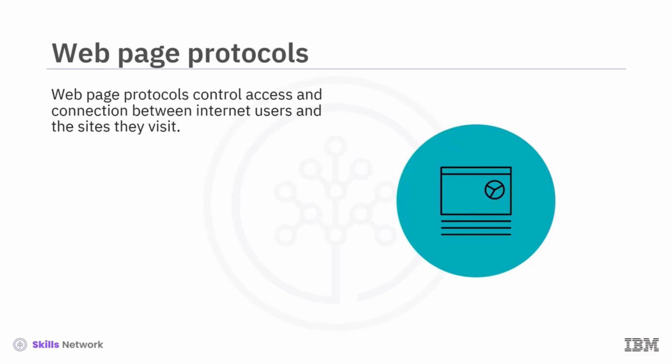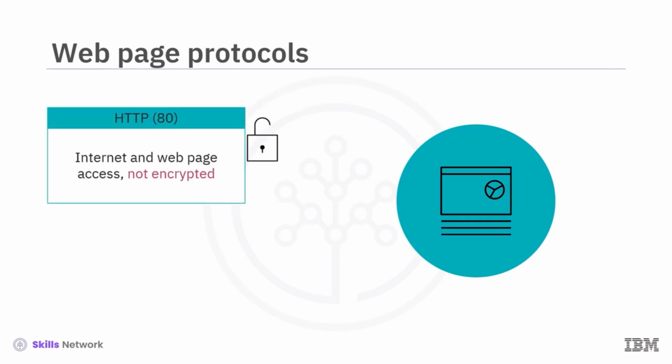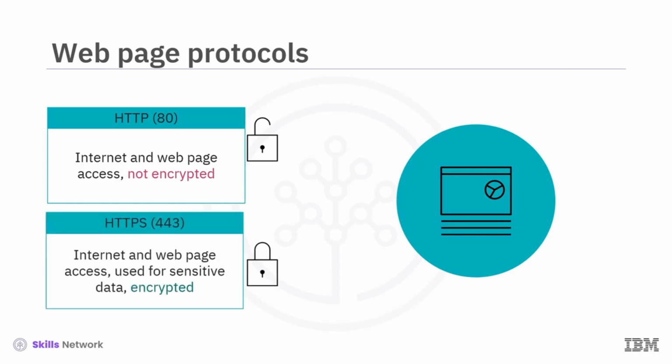Web page protocols control access and connection between Internet users and the sites they visit. Hypertext Transfer Protocol, or HTTP, is responsible for standard Internet or web page access. The default port for HTTP is 80. And Hypertext Transfer Protocol Secure, or HTTPS, is responsible for encrypted Internet or web page access. HTTPS should be used on a web page that prompts for sensitive data, such as credit card numbers. The default port for HTTPS is 443.